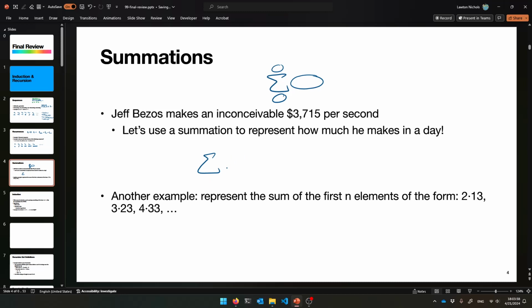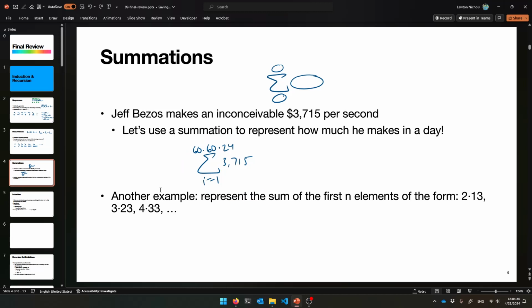It's the sum of, well, we want to sum together a bunch of these, right? 3,715. We want to sum this together as many times as there are seconds in a day. So let's start an iteration variable. This is the first second of the day, and then all the way up to however many seconds in a day there are, which is 60 seconds per minute times 60 minutes per hour times 24 hours per day. There. So the answer can be compactly represented like this. That's how much money that dude makes in a day, which is way too much.